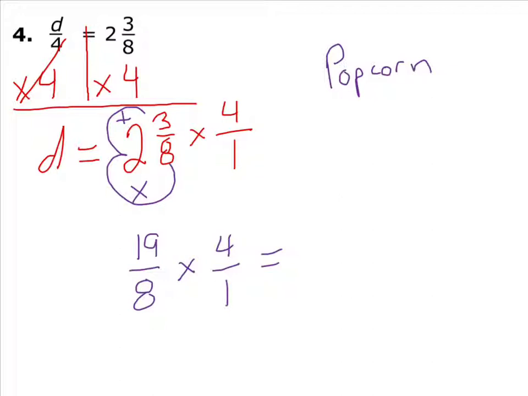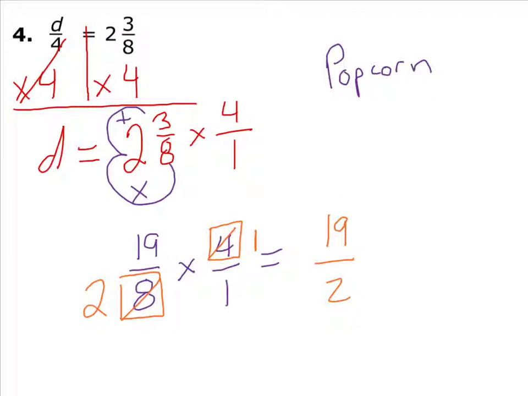Now, I'm going to multiply like I normally would. Now on this one, just by looking at it, I realized that we have an 8 down here on the bottom, we have a 4 up here on the top, which means we can simplify these before we multiply. Because I know that 4 goes into 4 one time, and I know that 4 goes into 8 two times. Now that makes my multiplying much easier, because I didn't know what 19 times 4 was, but I do know what 19 times 1 is. That's just 19. And 2 times 1 is 2.